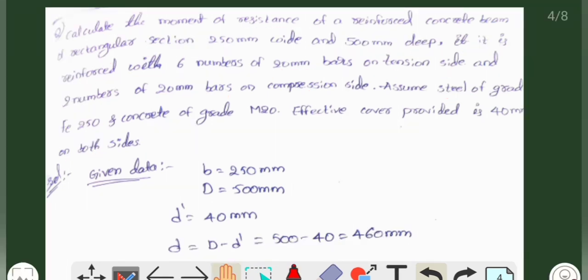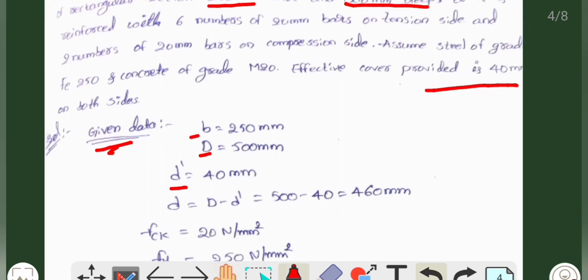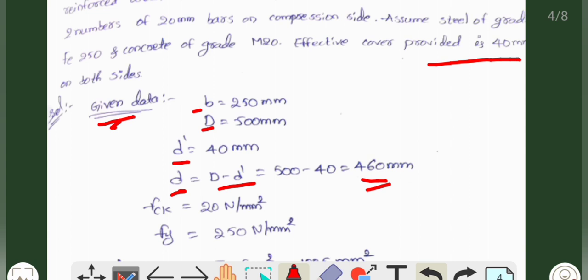Let us solve this. First of all, we write the given data. Width of the beam b equals 250 mm, overall depth capital D equals 500 mm, and effective cover is 40 mm. Then effective depth d equals overall depth minus effective cover, so we get the effective depth equal to 460 mm. Grade of concrete fck equals 20 Newton per mm square, and grade of steel fy equals 250 Newton per mm square.